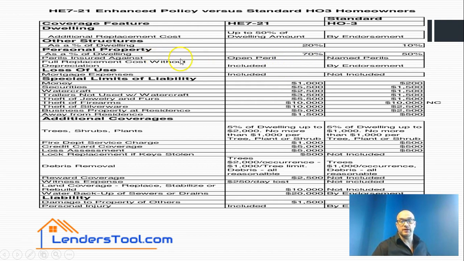You'll see where it talks about perils insured against, open peril versus named peril. This is the easiest way I can explain this to you. An HO3 policy is going to be pretty much something where they name the things that they actually cover. They're going to tell you, we're going to cover this specific list of things, but everything else is going to be excluded. An HO7 or an HE7 policy is going to say, we're going to exclude coverage for these specific things, but if we didn't list it as excluded, then you're covered. So there's a whole lot more times on an HE7 that they're going to say yes to a loss being covered than what they will on an HO3. It's a far more comprehensive policy.